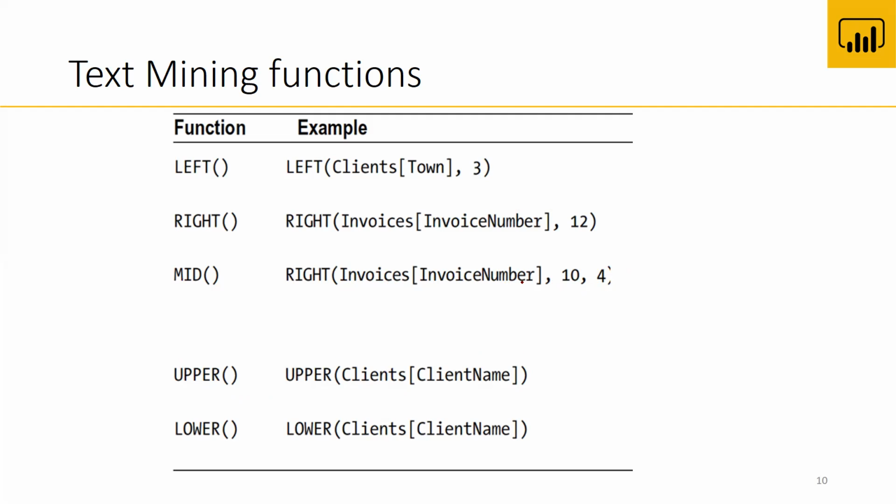One is the field from where you want to extract the characters, the starting position, and how many characters you want to extract. So these are the text mining functions. Instead of these functions, we can have one more, which is named concatenation. Concatenation is an operator, not a function.